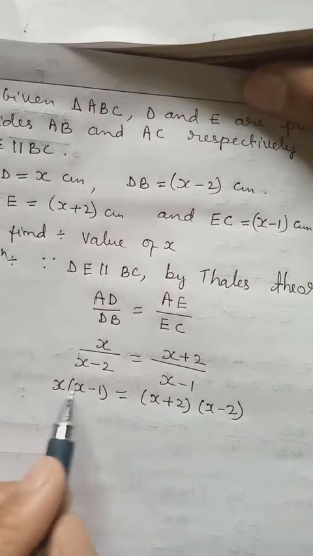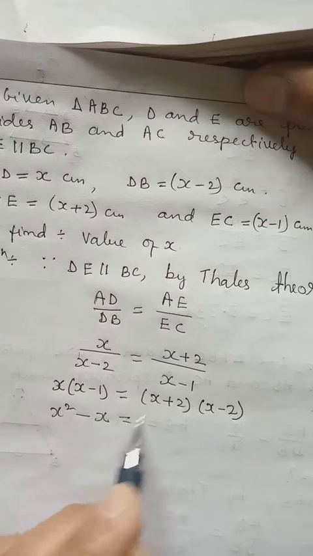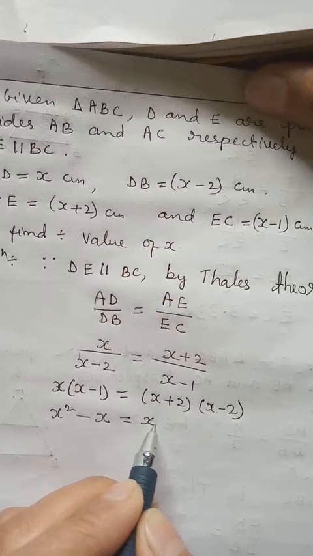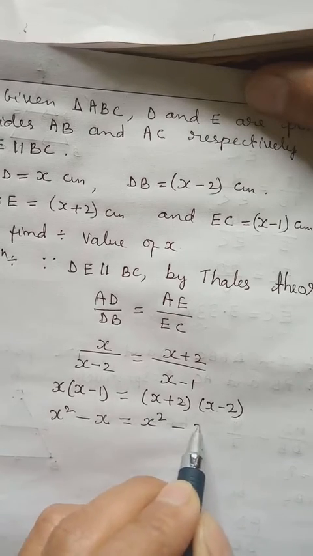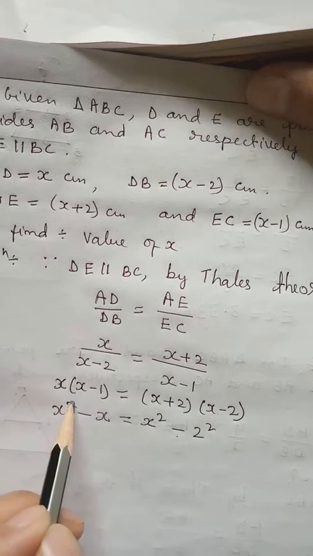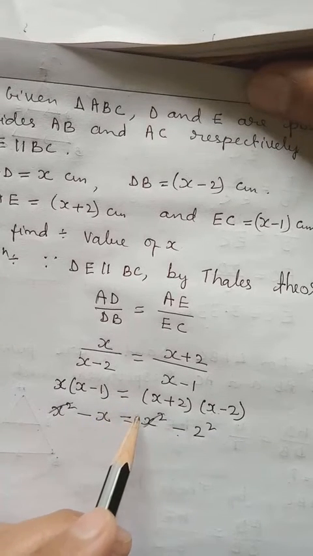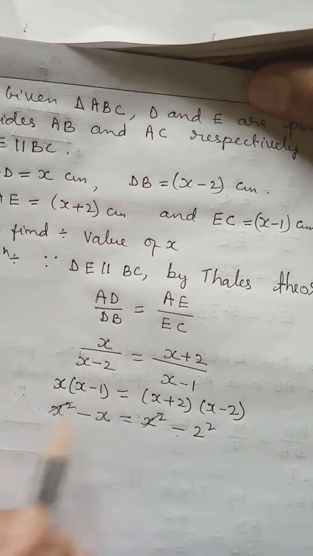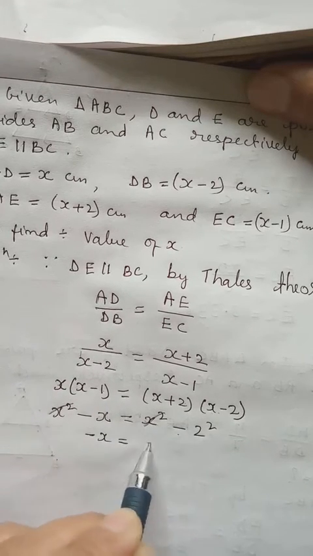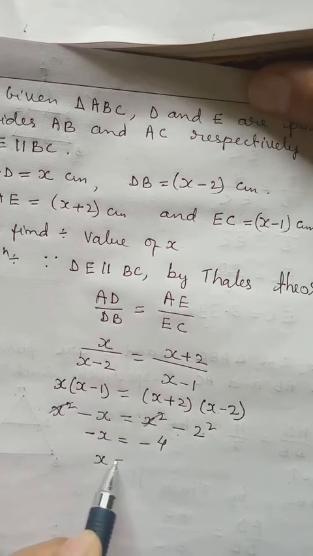Here we can multiply x into x, x square, x into 1, x. Here you can see plus 2, minus 2. So clearly we can apply the formula a plus b, a minus b, which is equal to a square minus b square. Then if we compare both sides, here we have x square plus sign, x square plus sign. So that means we can cancel them. Because plus, if I bring this side, becomes minus. So 1 minus 1, 0. So we are left with minus x equal to minus 2 into 2, 4. So minus gets cancelled, x equal to 4.